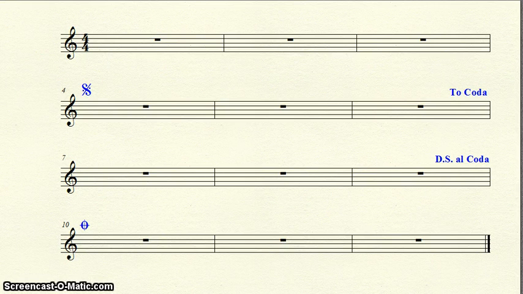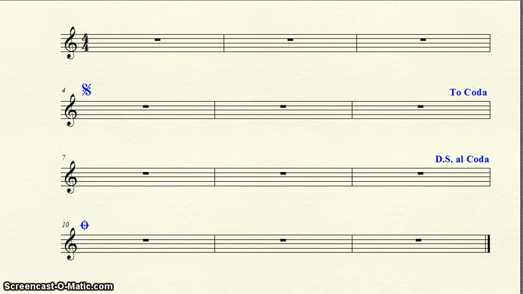Al coda means "the tail" in Italian. This helps us, as the coda is usually at the end or tail of the piece. After returning to the sign, you will continue until you see the words "to coda." You will then skip to the end of the piece, signaled by the coda symbol, a circle with a cross through it, similar to a crosshair. This means the first time you see the sign and the words "to coda" in your music, you do nothing.